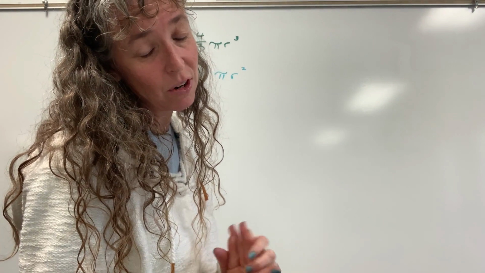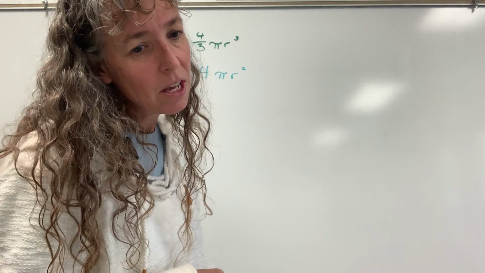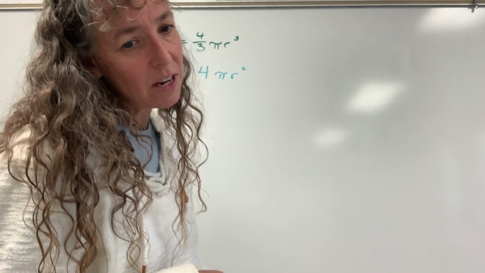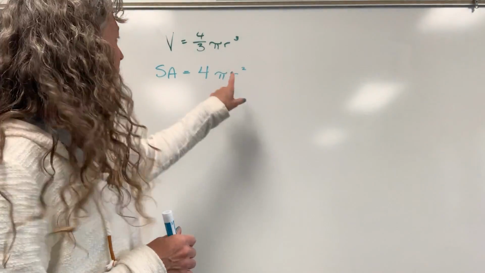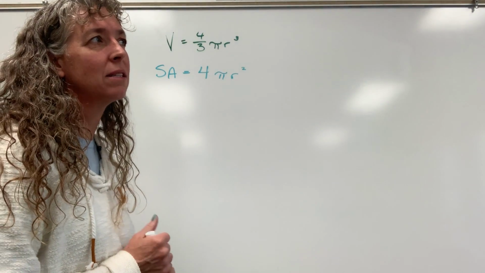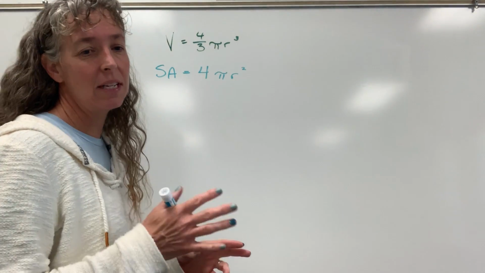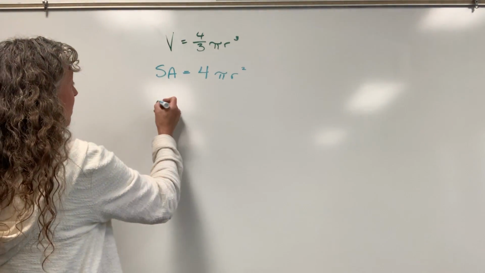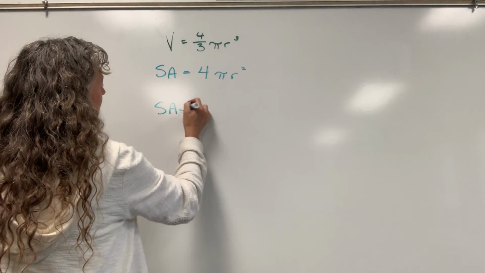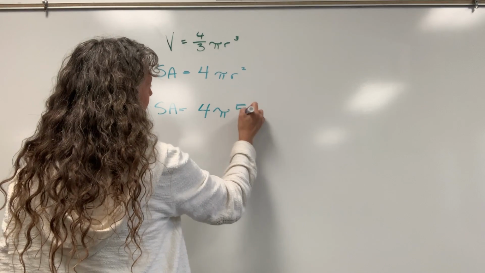Find each measurement and give your answers in terms of pi. So that means not in a decimal, but just leave pi as your answer. So the surface area of a sphere with a diameter of 10. Well, I'm supposed to use the radius. So how do I get the radius from the diameter? Just cut it in half. So if our diameter is 10, our radius would be 5, right? Because it's half. So 4 pi, our radius is 5 squared.